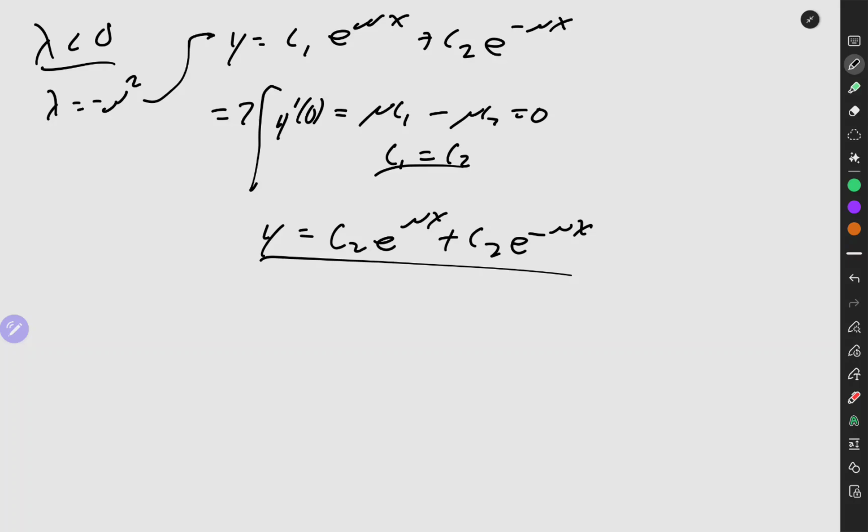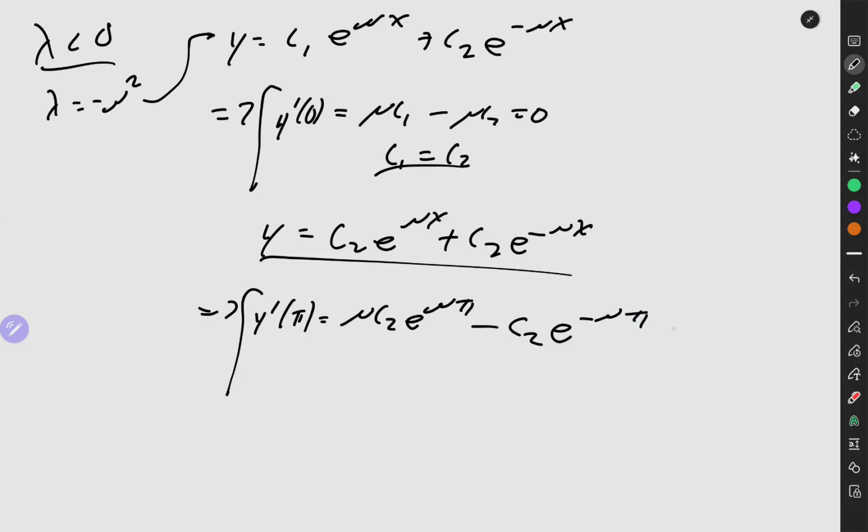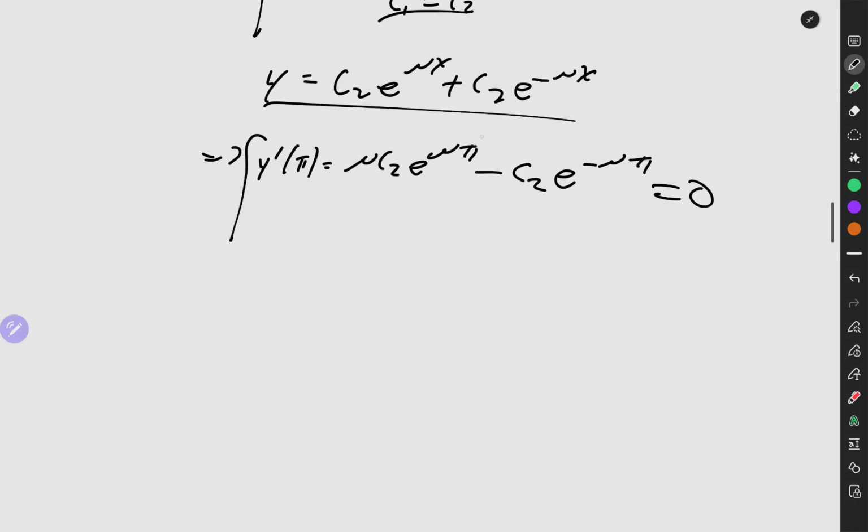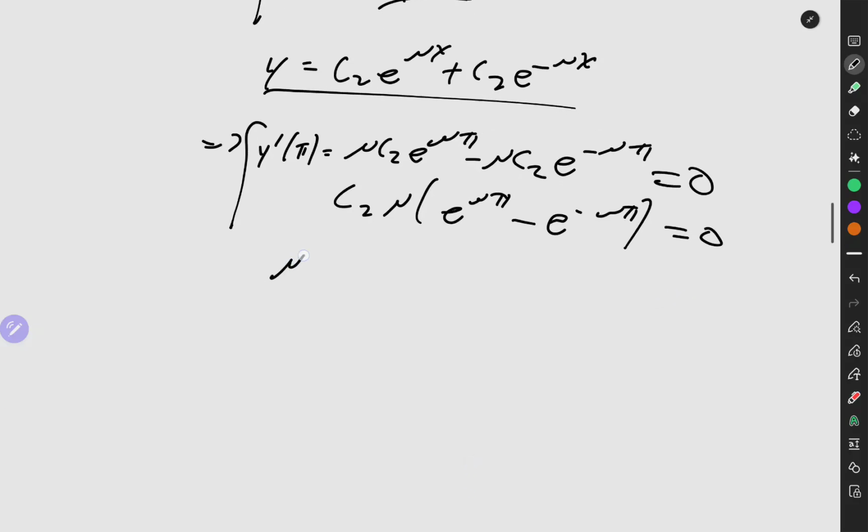Right, just plugged in for C2 there. So now we take the derivative again. Minus, yes, perfect. Perfect, because look at this. Sorry, this should be times mu. So we can take out this. Think about this now. We have two cases.